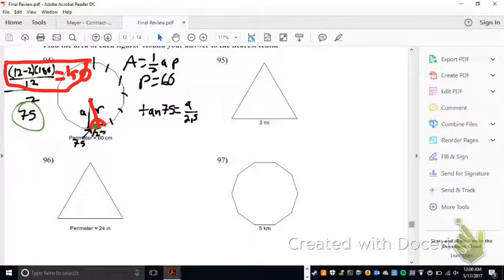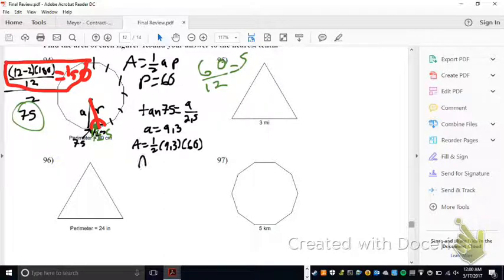Well, we know that the perimeter is 60. We know that there are 12 sides, so that means each side equals 5. Right here, see how I have 1/2 side? 1/2 of 5 is 2.5. So then the apothem equals 9.3. The area then equals 1/2 the apothem, 9.3, times 60. 279 is our answer.